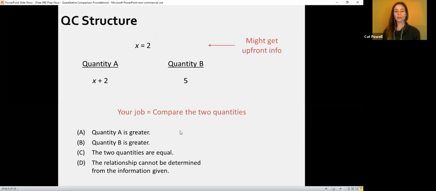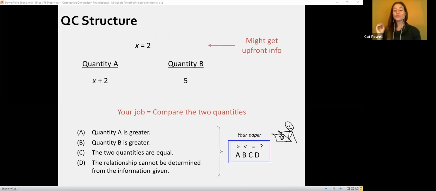And we will always have the same 4 answer choices. Quantity A is greater, quantity B is greater, C, the two quantities are equal, and D, their relationship cannot be determined. My guess is some of you who have been studying already have these answer choices memorized. If you're new, I'm going to put these little symbols in the corner of each of my slides so that you can have this to remind you which answer choice to pick once you've figured it out. You'll have this cheat sheet.